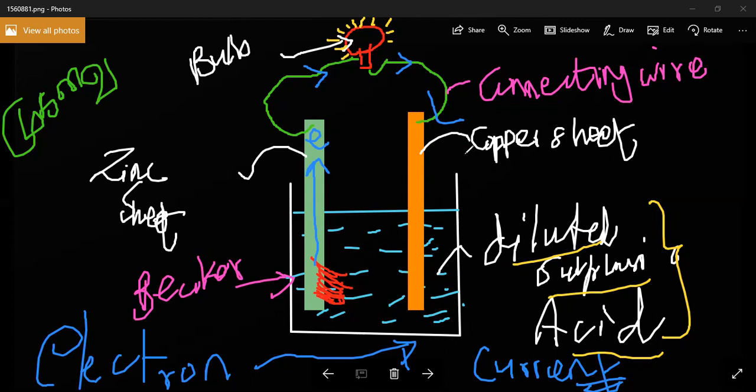Now what is going to happen? Another important observation: you can observe gas bubbles. Where? Gas bubbles on what? On the copper sheet.